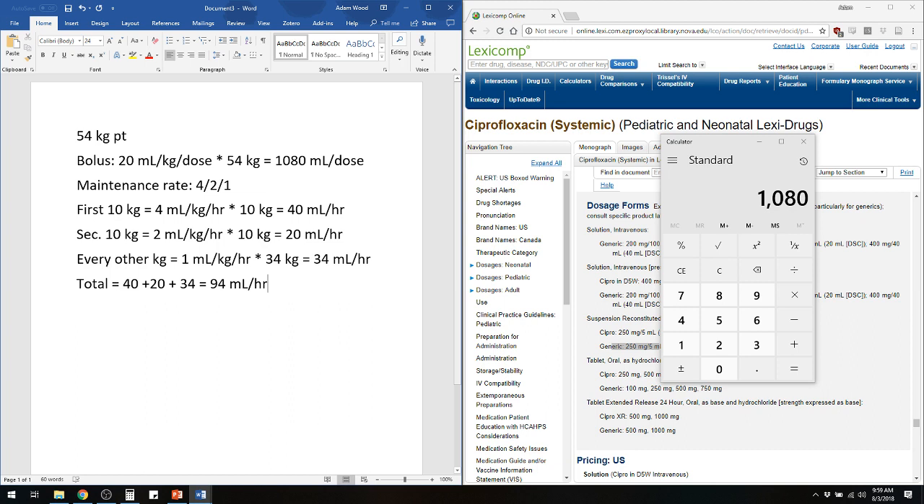I probably won't get that tricky on the test. I don't remember if I did or not. I don't think I did. But again, make sure everything's in kilograms.